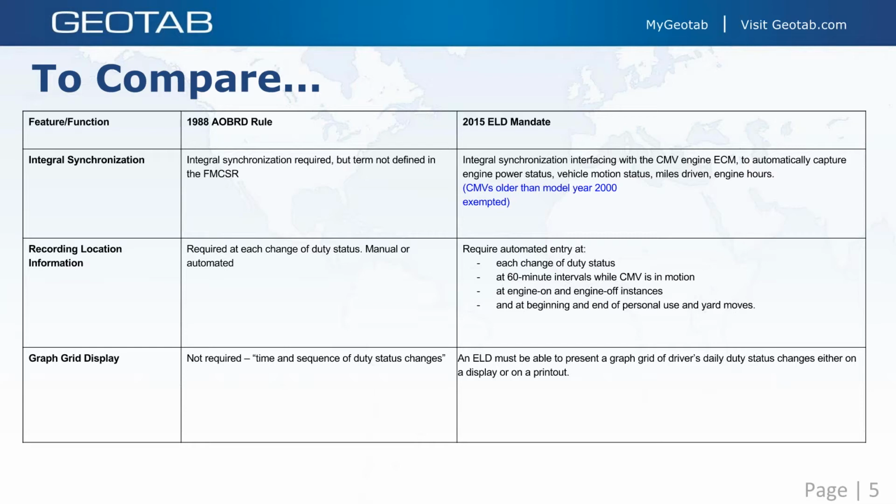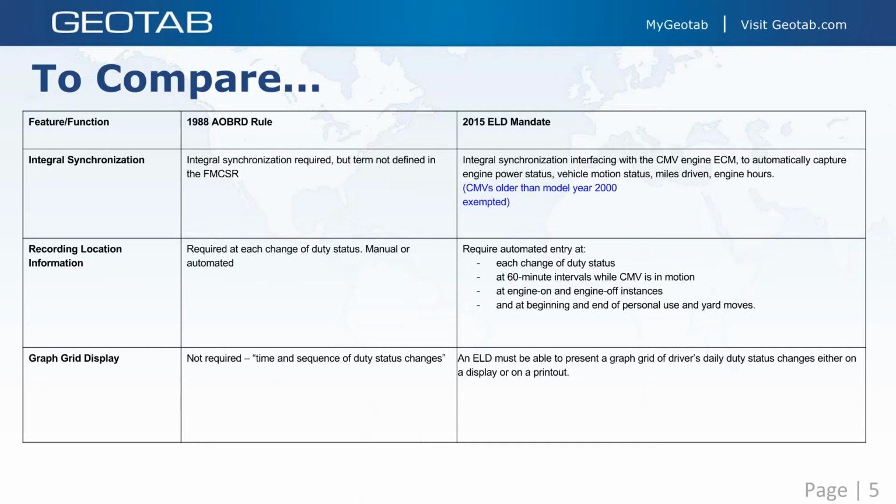So just to compare, currently as we stand today, there's only one compliant device, and that's called an AOBRD, an automatic onboard recording device. This rule was actually published in 1988. There's been some minor revisions since then, but for the most part, this is the compliant device that is allowed today. And this is what all the vendors out there who are complying with the FMCSA's regulations have today.